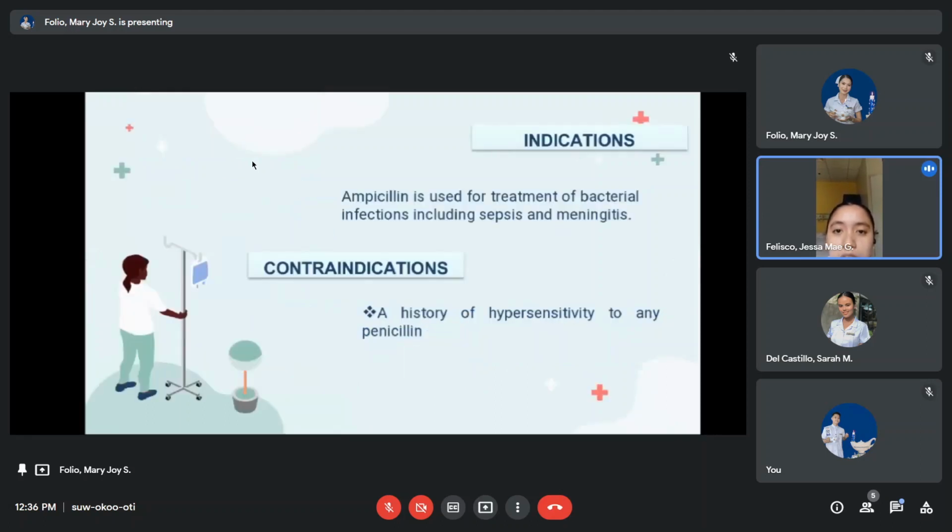Next slide, please. For the indications, ampicillin is used for treatment of bacterial infections, including sepsis and meningitis. And for the contraindications, this is contraindicated in people with a history of hypersensitivity to any penicillin. Next slide, please.